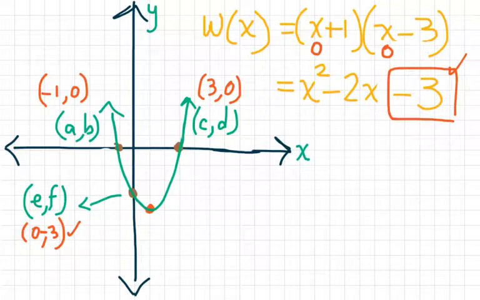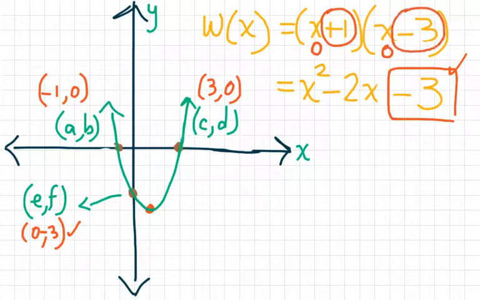Also, if you remember again from last week, when I have a factor in an expression, I'm always going to be taking the opposite of the sign that's in the factor. So if I've got +1, I know that A has got to be -1, and for C, because the factor is x minus 3, I knew that that would be +3.